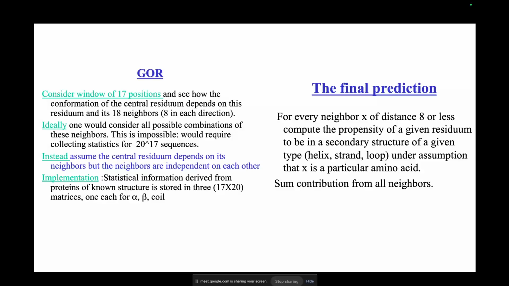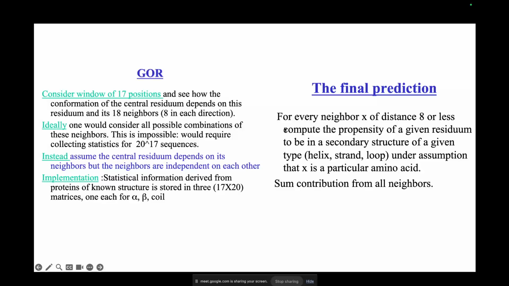derived from knowledge of protein structures, and you store it in a matrix of 17 by 20, if you are looking at 17 positions and 20 different amino acids, one for each of alpha, beta, and coil. So you have three such matrices, and once you make them, it becomes easy to understand. If that amino acid is present in this position, what is the propensity that it will be in an alpha helix, a beta sheet, or a coil, whichever is the highest of the three. And if alpha helix is the highest, that set of residues is supposed to be present in alpha helices.